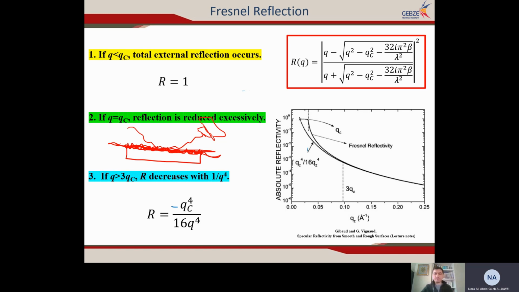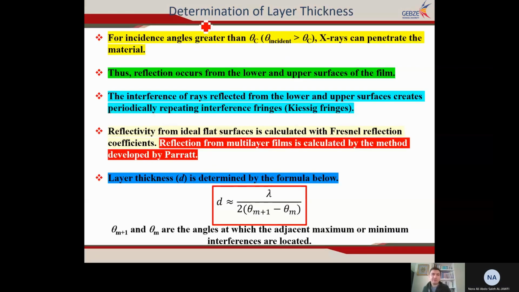All right, okay. Now let's discuss the determination of layer thickness. So what happens to the reflectivity curve if the layer thickness changes?